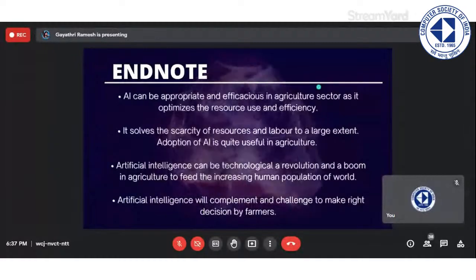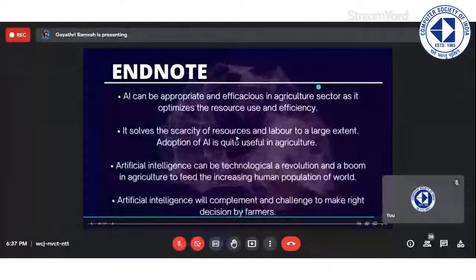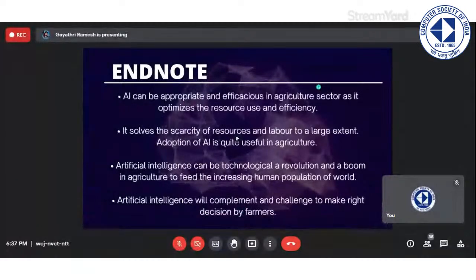Artificial intelligence will complement and challenge farmers to make the right decision. So unquestionably, the agricultural sector needs a greater impetus from policymakers in addressing the aforementioned challenges. And as you guys saw, AI is a possible way forward in increasing the economic and environmental stability of agriculture. Certainly, AI is not without its own shortcomings, but then everything has its own advantages and disadvantages.